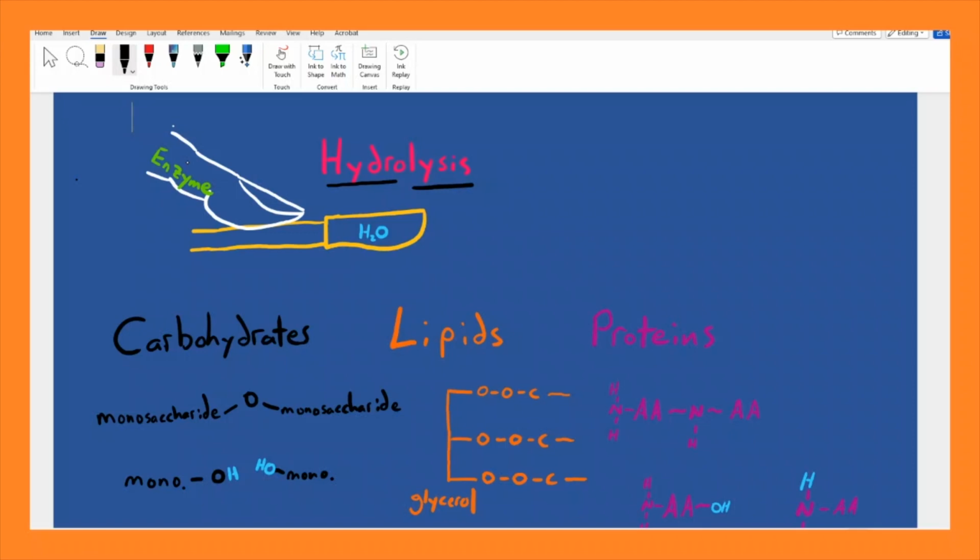Yes. If you ask me, nobody says it right. Because I'm lysing something, taking it apart with water. Hydrolysis is how we make a big polymer into monomers.